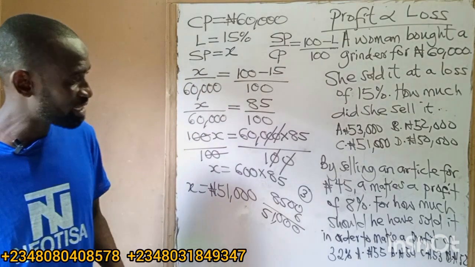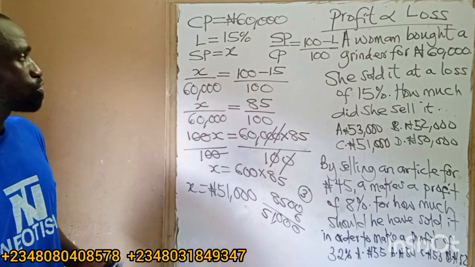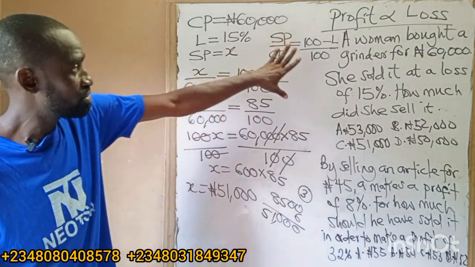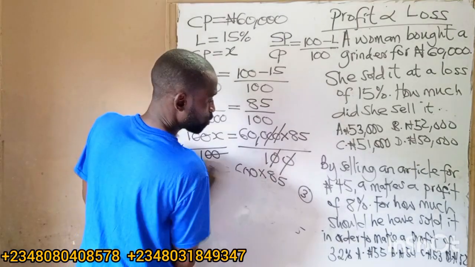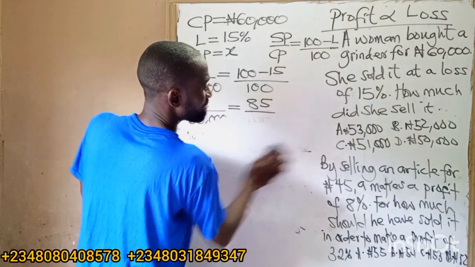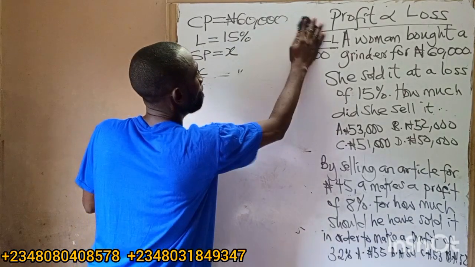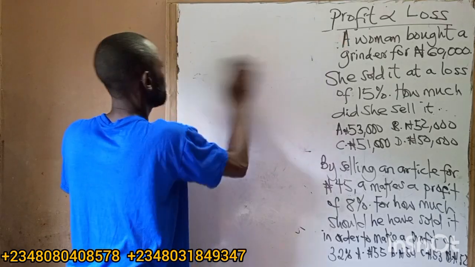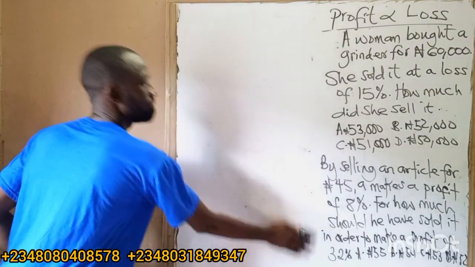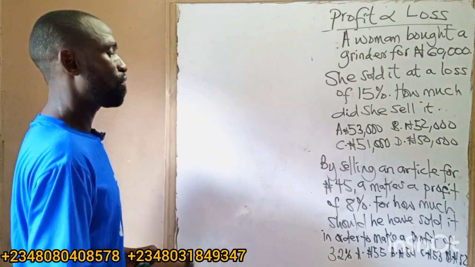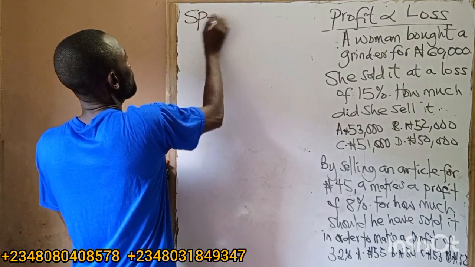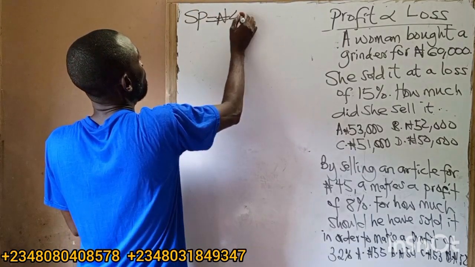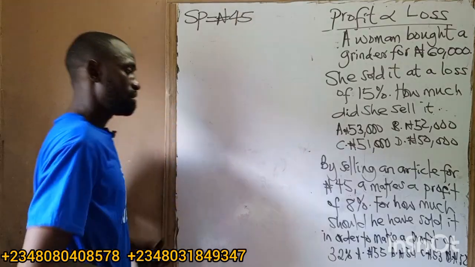So let's just take the next question. If a question involves selling price, cost price, and loss, we use this formula. Okay, so next one, I will now give you a summary of the formula. Under profit, by selling an article for 45 naira, the selling price is 45 naira.